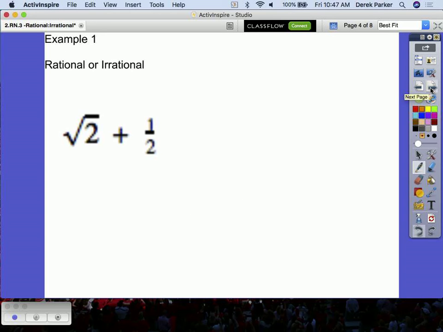So use your rules. The square root of 2 plus a half. Square root of 2 is irrational, so if I add that to a rational number, it will be irrational.